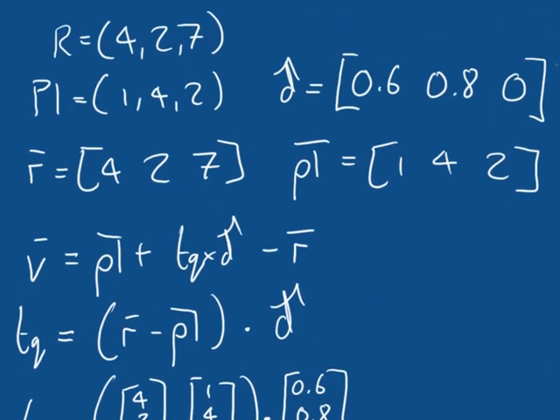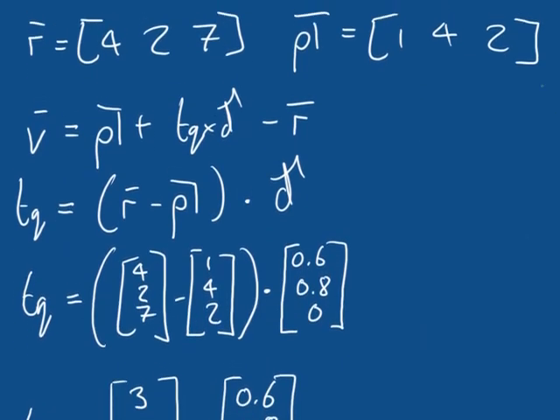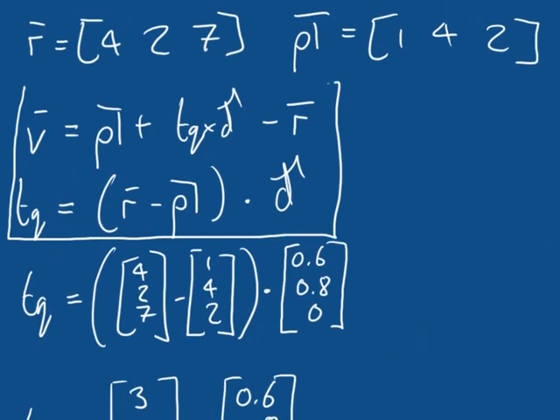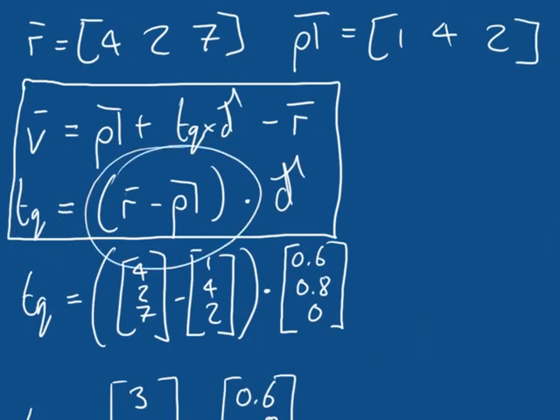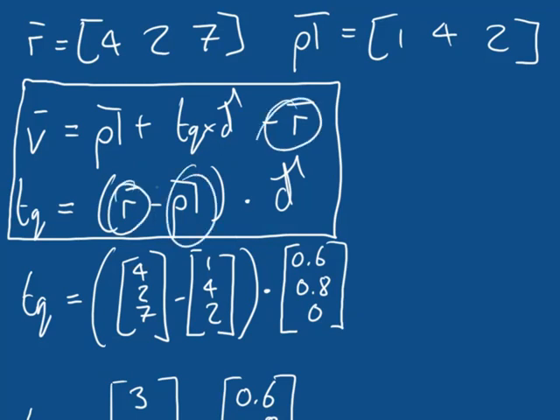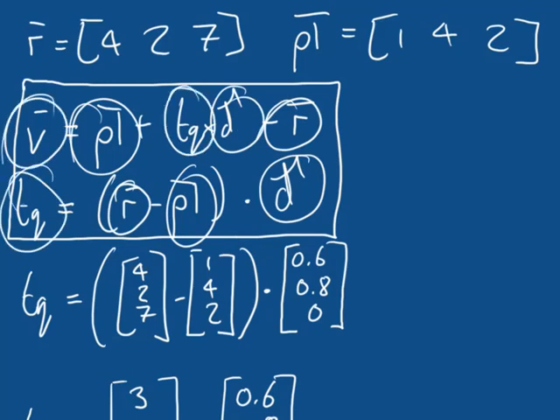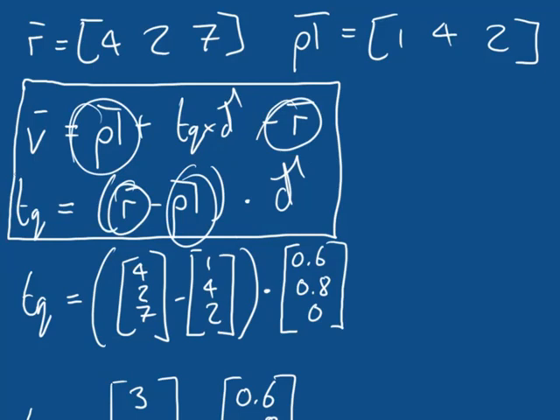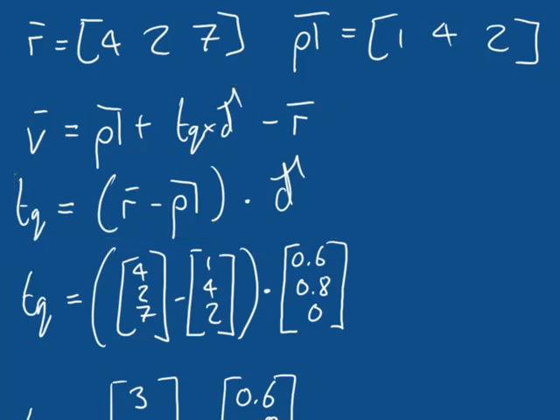Because although there's a lot of theory involved, there are two simple equations that we actually need in order to find the perpendicular distance. We need V is equal to P1 plus TQ times D minus R, and we need to know the value of TQ, which is given by R minus P1 dot D. Given that we know R, we know P1, and we know D, that allows us to find TQ, which allows us to find V, which obviously then, if we take the magnitude of V, it gives us that perpendicular distance. So the whole point of this exercise was to show how to apply that theory to solve a problem.